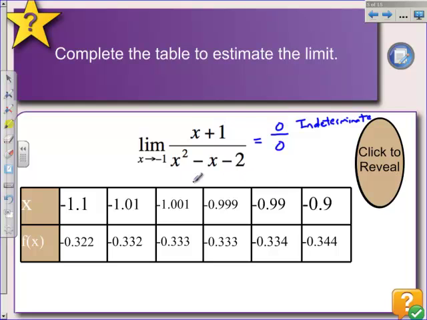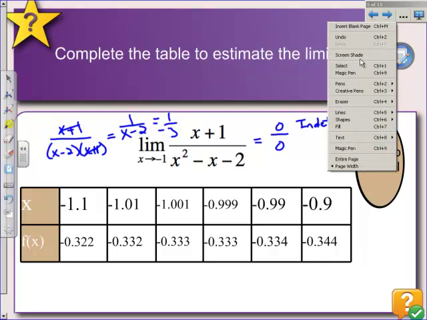Here we used a table. And here's another thing we could have done. We could have done some factoring. I could have factored the bottom into (x minus 2) and (x plus 1). And look what happens. I've got a common factor here that can cancel, and I can simplify this limit down to 1 over (x minus 2). Then if we plug in -1 for x, we get -1/3, which is what we can see from the table. And that's the answer to our limit: -1/3.